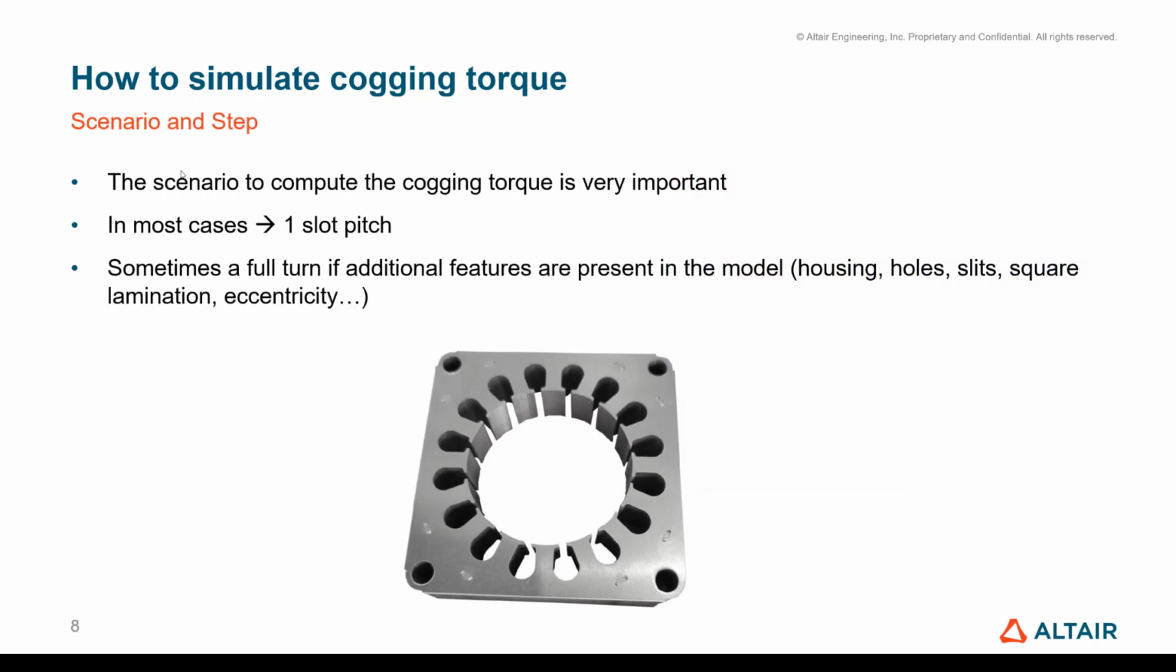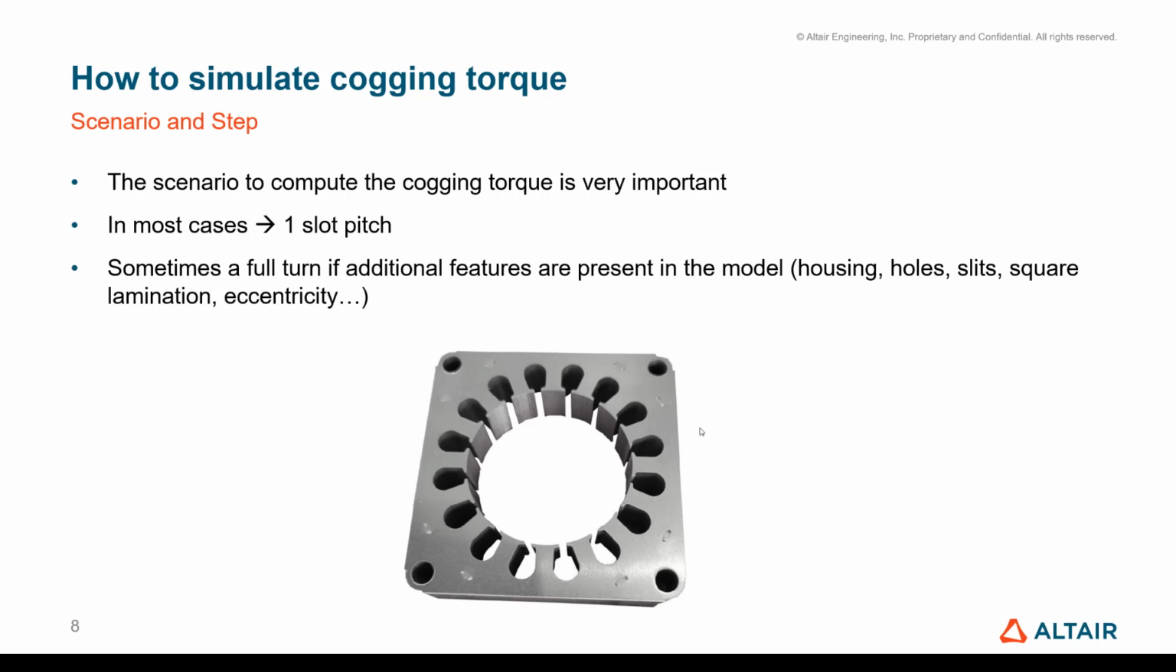So to come back on the scenario and the time step to adopt, in particular the scenario for the cogging torque is important. In most cases, because you will have something periodic, we can basically solve just one slot pitch. If you move one slot, then you will be in the same position as you were at the beginning. But sometimes, like in the picture here, you will need to solve a much longer scenario to get really the detail of the cogging torque, because you may have additional things going on.